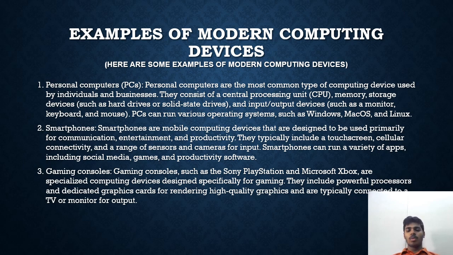Smartphones are mobile computing devices. They are designed primarily for communication, like just talking, and for entertainment, like YouTube, and productivity. They typically include a touch screen, cellular connectivity, and a range of sensors and cameras for input. In smartphones, we can use a variety of apps, including Microsoft Teams, social media, and games, not only for studies but also entertainment programs.